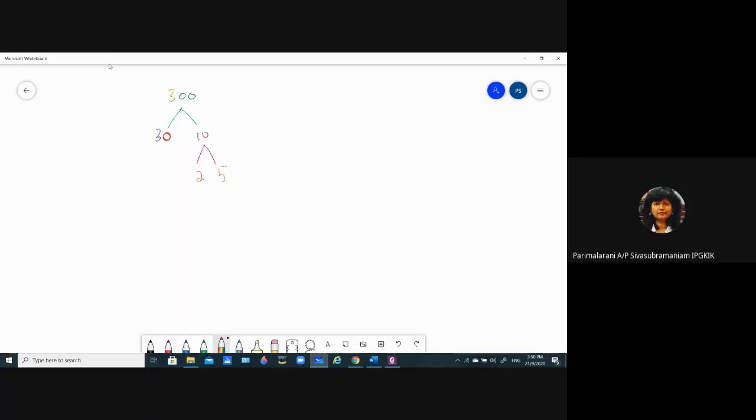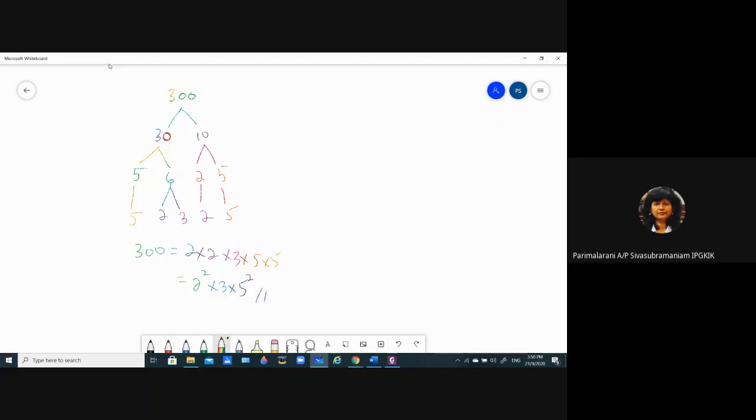These are both prime numbers. This one here, I break it down to 5 and 6. This is a prime number. This is not a prime number. So I'm going to break 6 down to 2 and 3. So these two are prime numbers. I can write this here, bring it down here, 5, bring it down here, 5. So 300 is equal to 2 multiplied by 2 multiplied by 3 times 5 times 5, equal to 2 to the power of 2 times 3 times 5 to the power of 2.